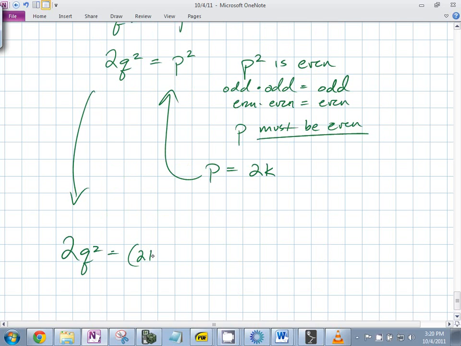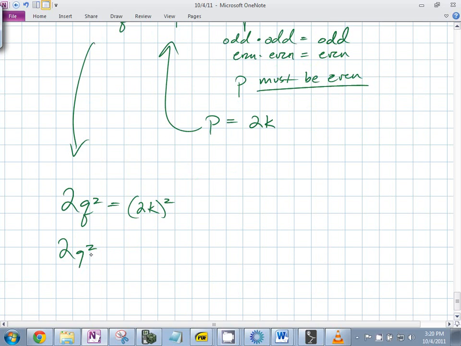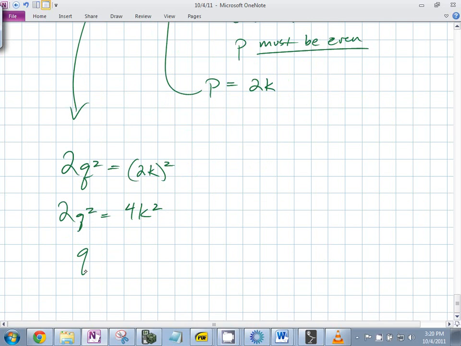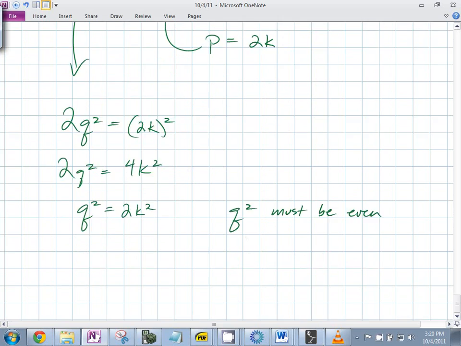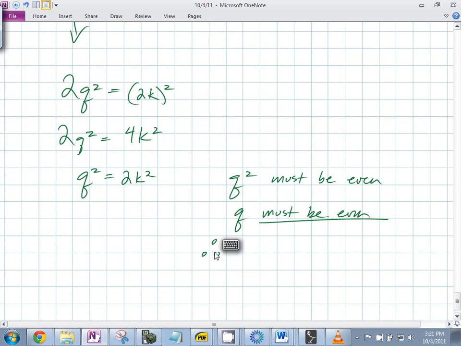What could I divide both sides by? 2. And what do I end up with? q squared is equal to 2k squared. You agreed with that? Okay, so if q squared is equal to 2k squared, q squared must be what? Even. Same logic as before, right? If q squared is even, what must q be? Do you agree with that? So therefore, that's what the three dots mean, therefore. If q is even, what's a factor of q? 2. So q is equal to 2 times some number l. Agreed?